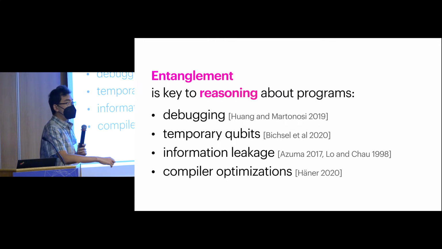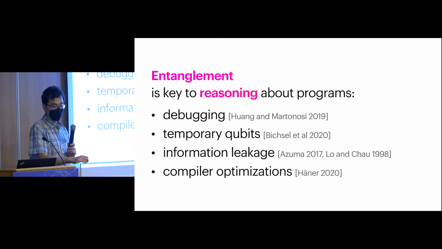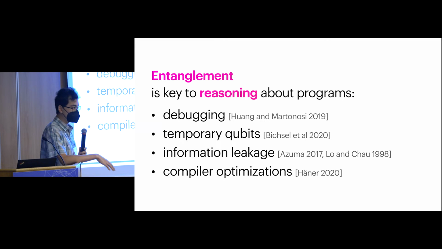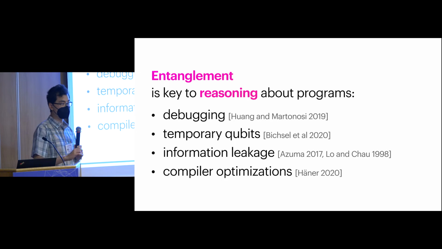And there's also been a lot of prior work showing that entanglement is actually very useful for thinking about the programs that you write. For example, it's really useful for debugging. It's useful for reasoning about when the temporary or ancilla qubits are safe to discard from your program. And there's also other uses such as analyzing the information content of information that can leak from the program, so there's some sort of privacy argument. And entanglement also comes into play for certain compiler optimizations.